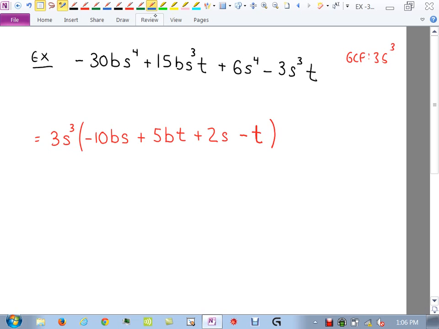Okay, now, I'm going to split this. And on my next line, I'm going to write the 3s cubed. I'm going to put a big old set of brackets around here.